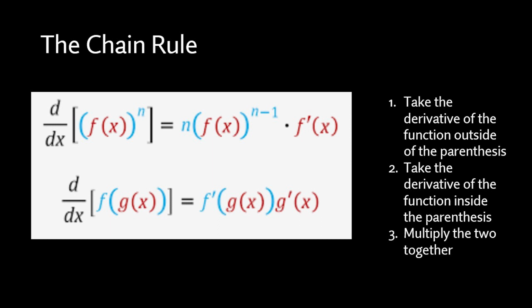This is further exemplified in the second example, where we have f of g of x, where we take the derivative of f, f prime, still in terms of g of x, and then multiply that by the derivative of g, g prime of x.